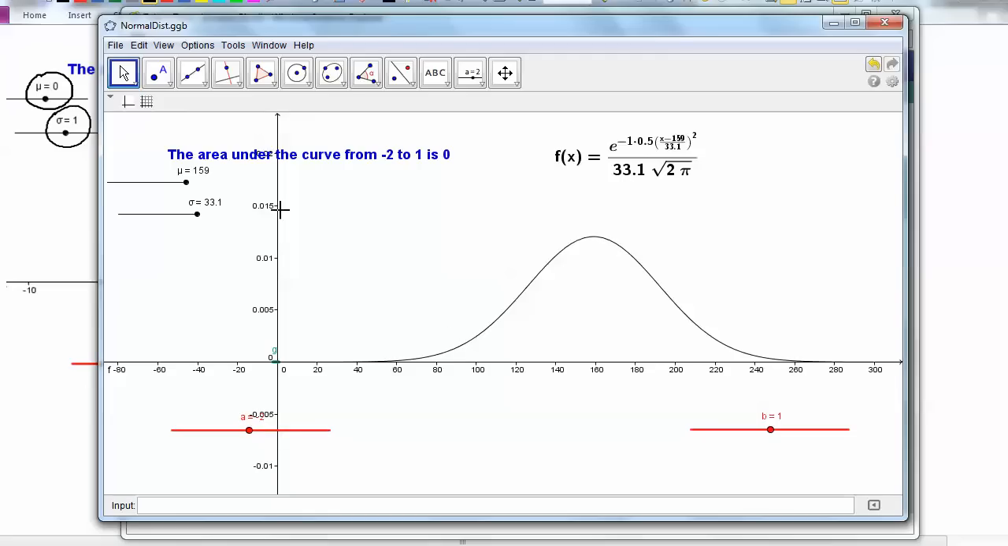Then the curve region going from -2 to 1, I'm going to change that because it doesn't make any sense to go from -2, so I'm going to bring that over. I'm also going to bring this over. And then now I can start fitting in this region of the curve, because 159 is the mean and they're moving by standard deviations of 33.1, 33.1, 33.1 in the negative or in the positive.